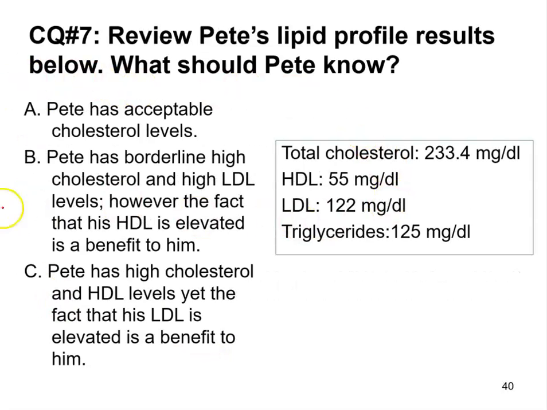So here's an example of someone who had their cholesterol checked. So this is their cholesterol. You should go back and review what I just said and decide if this person has good acceptable levels, borderline high, or high cholesterol based on these numbers.